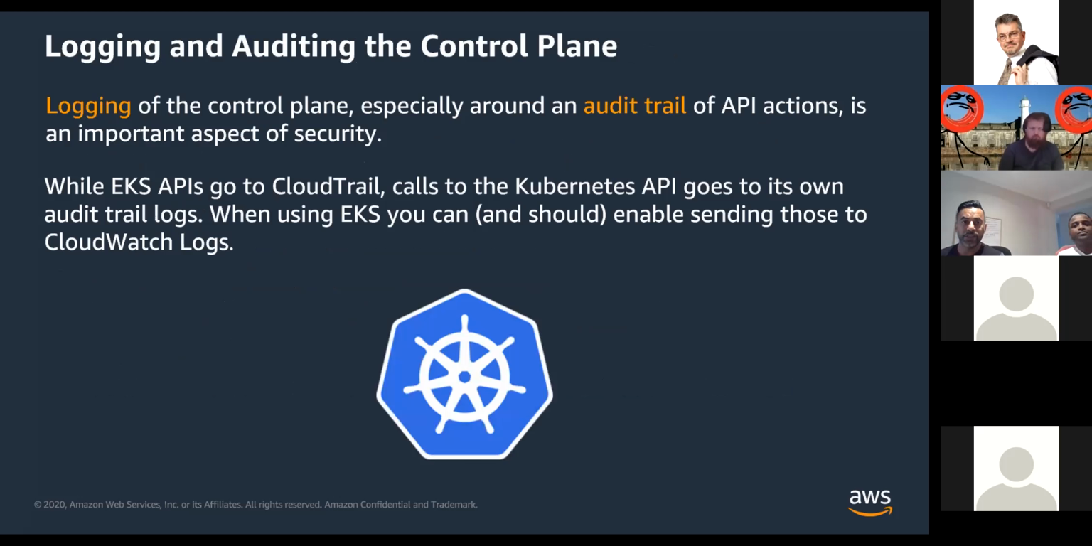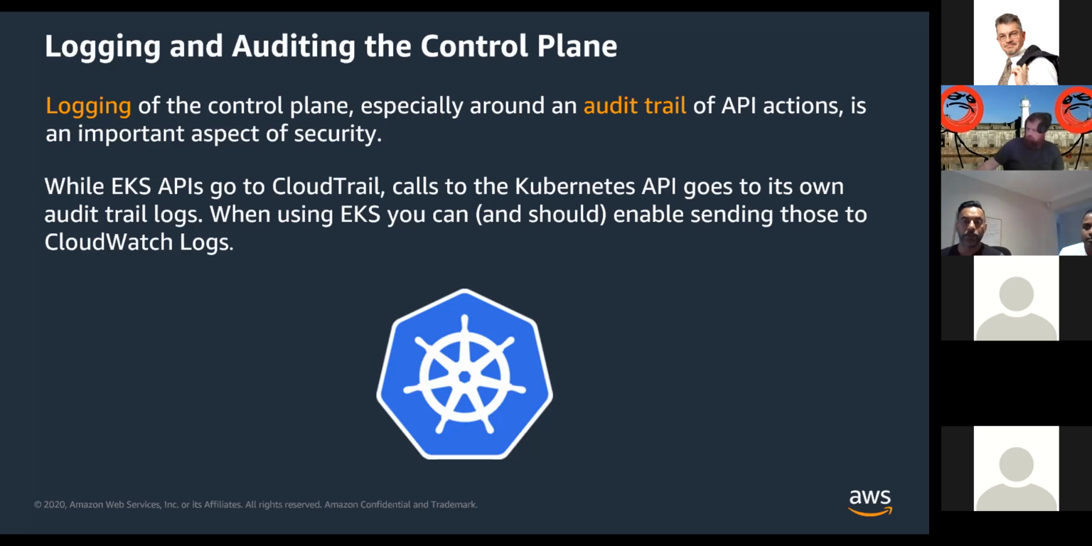So logging and auditing, the control plane. Now, what we say in AWS is security is day zero job for us, not day one. So it's really important that you have an audit trail of what's happening in the environment, who did what and when, and you've got a record of all of that somewhere so that you can always go back and have a look at that if anything goes wrong. So it's important that we have logging and auditing for the control plane.